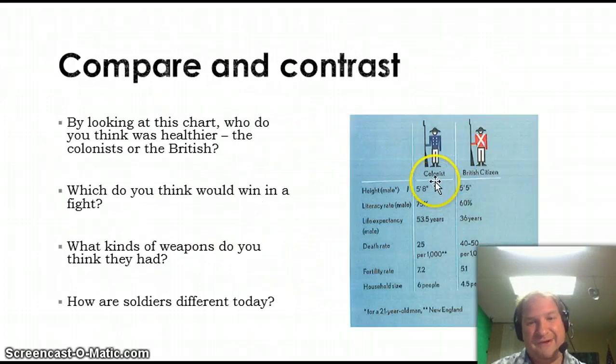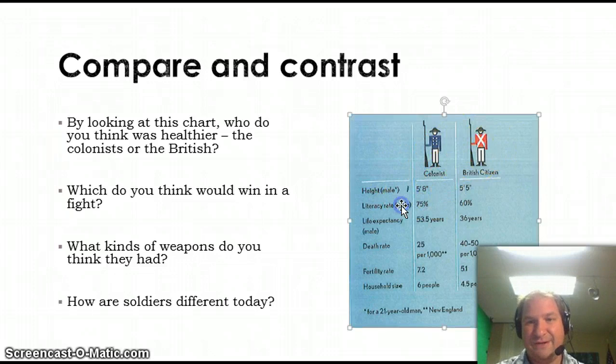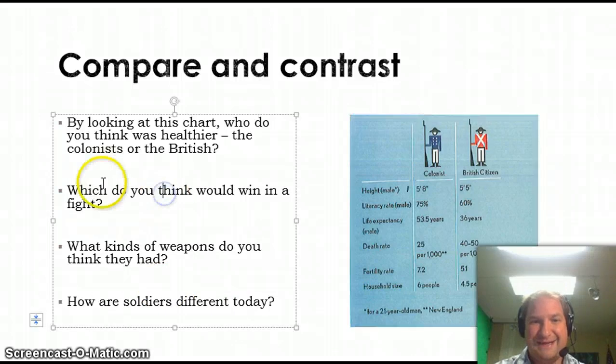So another activity we'll look at for graphics. You're going to see a lot of these graphics in your other classes. That's why I'm reviewing them now. You can see a comparison between a colonist, an American, and a British. We're taller, we read more, we live longer, we're healthier, have more kids, and bigger houses. So, it's a neat thing to look at.